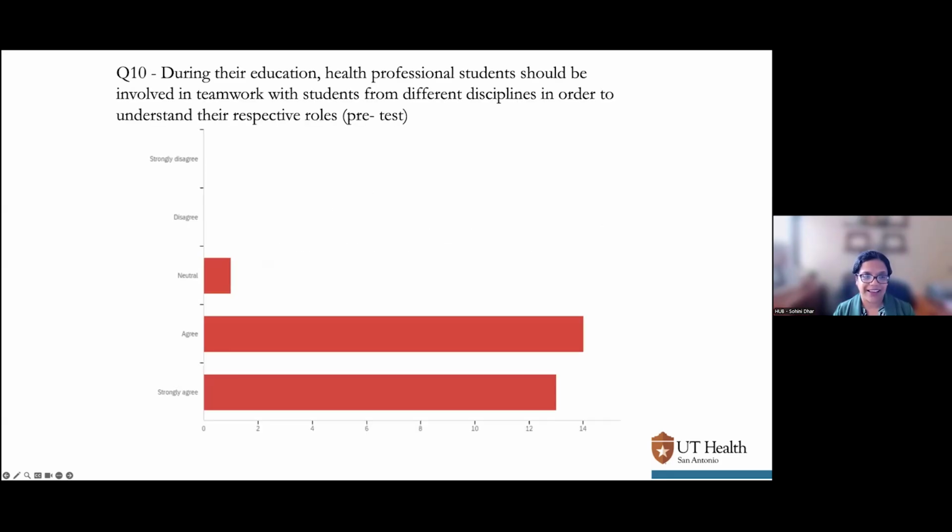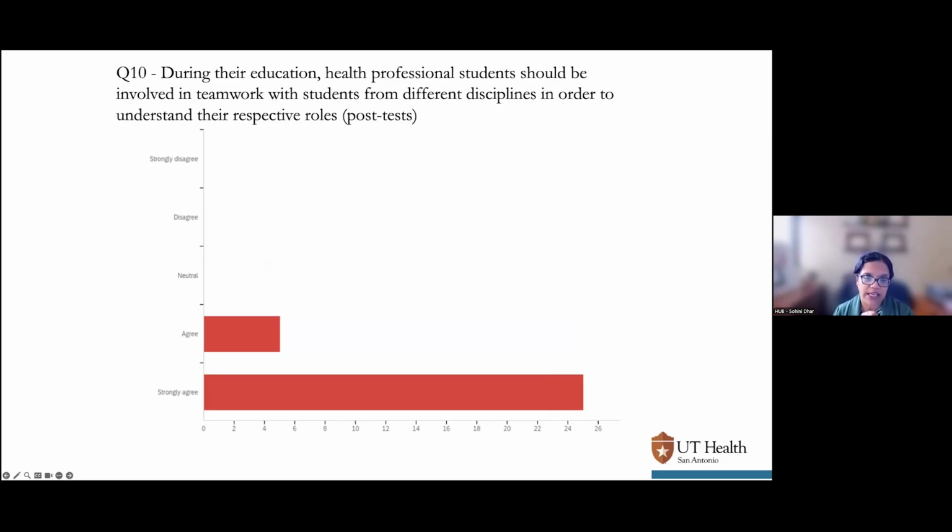Next slide. And here we see that most of them strongly agreed that teamwork is important, interprofessional education is important in the pre-test. And if we move on to the next slide, we would see that their agreement increased. Their beliefs changed from neutral or agree to strongly agree after they had the intervention, showing that the intervention, the IPE initiative, probably had an effect on what they think about interprofessional education. Moving on to the next slide.